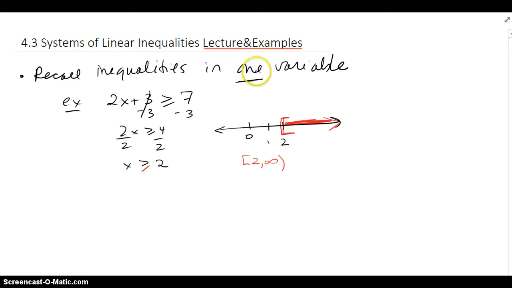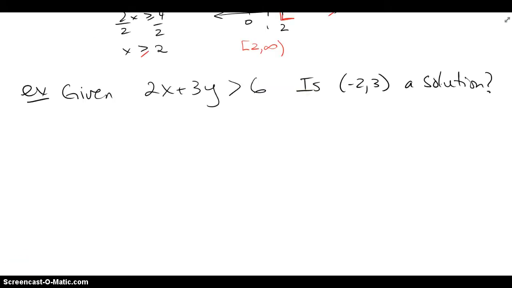Now we're going to look at inequalities in two variables. Let's start off when a solution is possibly given to us. It is an inequality in two variables, and the question is: is the ordered pair (-2, 3) a solution to this inequality? So I'm just going to plug in the x and the y value and see if I get a true statement or not.